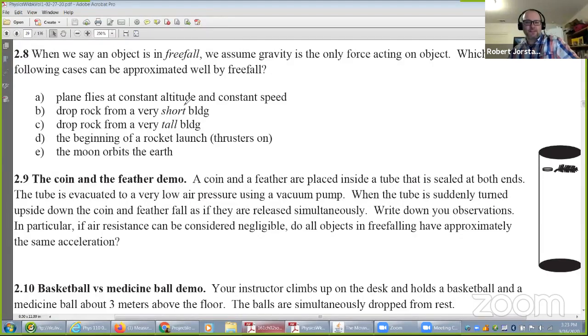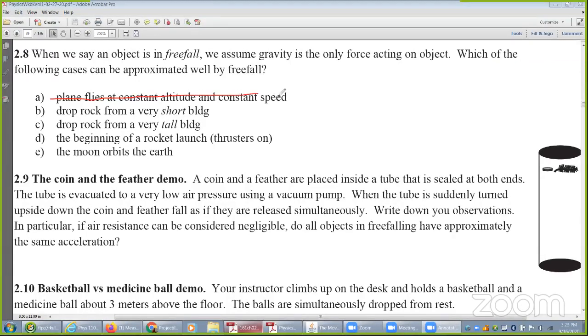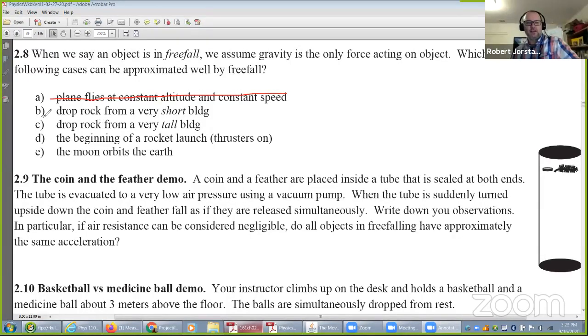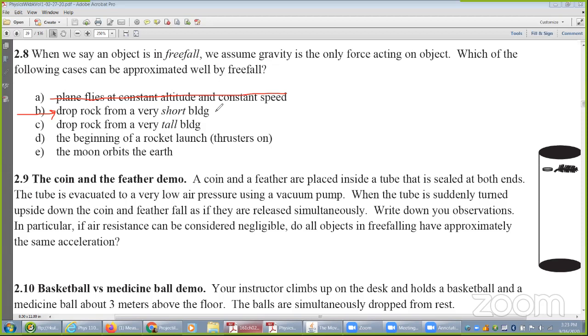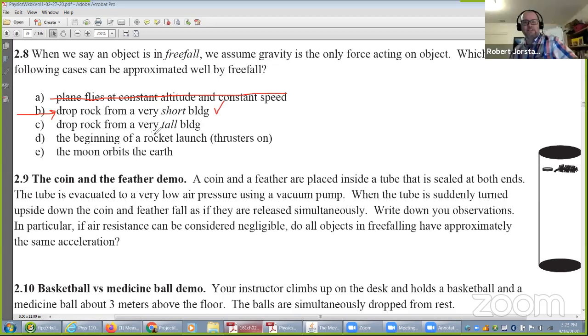So let's look at these questions really quick and see which of these things are free fall. If a plane is flying, is air resistance negligible for a plane that's flying? What do you think? Probably not. Oh, sorry, I stole your thunder there. I'll do a couple of rhetoricals. If you drop a rock from a short building, do you think air resistance is negligible? Go ahead and unmute for this one. What do you think? Yes. Yeah, so this one is free fall. How about from a very tall building?